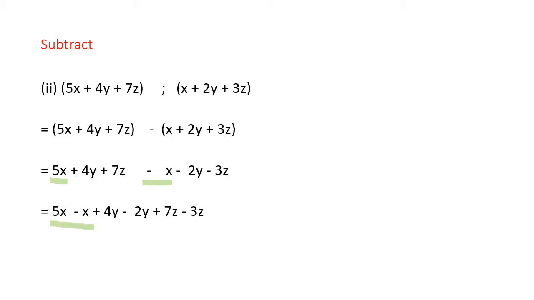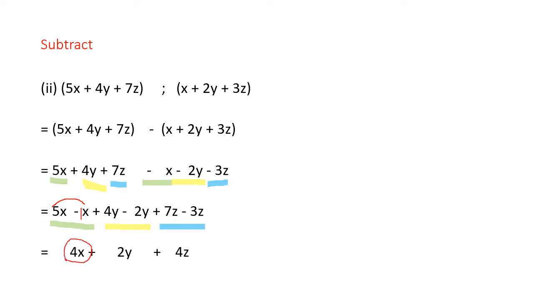Then 4y can be written along with the minus 2y, so this is 4y minus 2y. And then finally we have plus 7z and minus 3z, which can be written like this, plus 7z minus 3z. After this, we are going to add the terms. So let us see now, what do we have? 5 minus, there is no number here, children. When there is no number, there is 1. So 5 minus 1 is going to be 4.